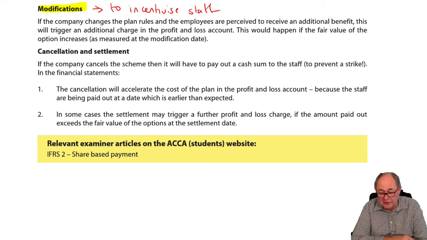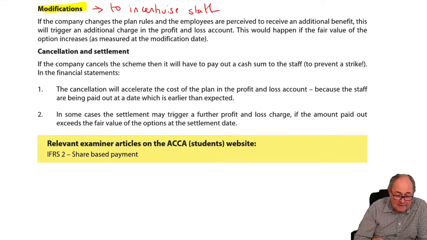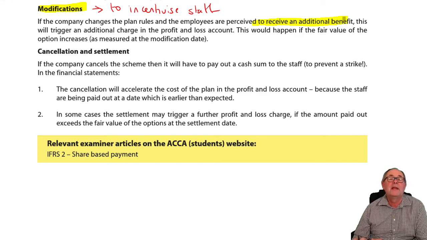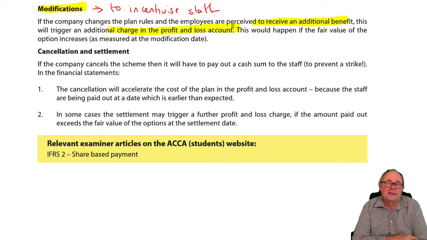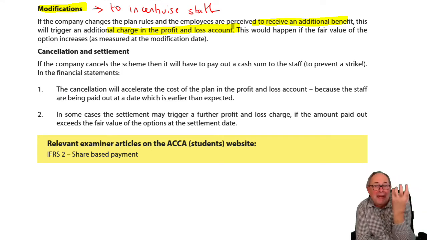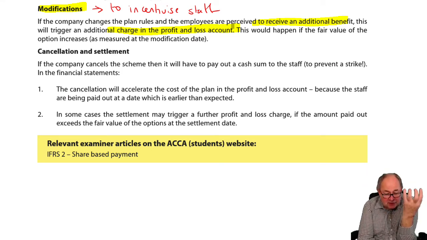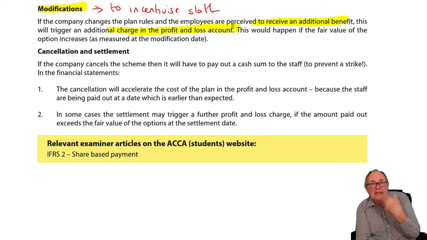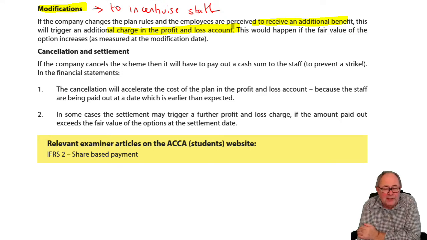So if you come across this word and it appears that the staff are going to get an extra benefit, then there will be an extra charge in the profit and loss account. They measure it by looking at the benefit that's obtained on the date of the change. As it says here in our notes, if the fair value of what you're giving the staff increases, there would then be an extra charge in your accounts.